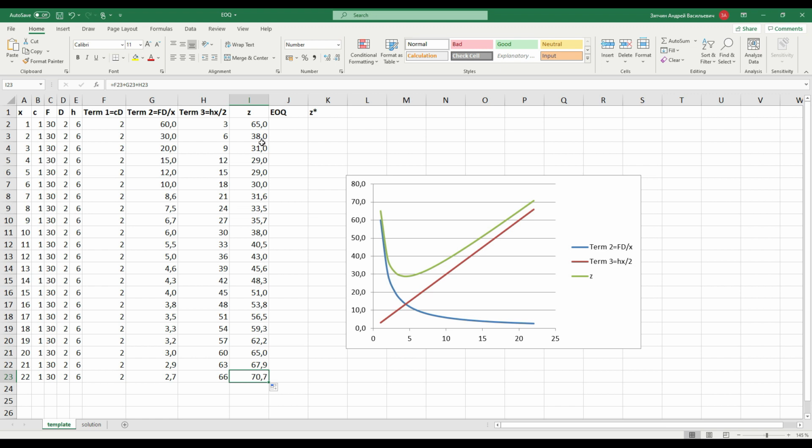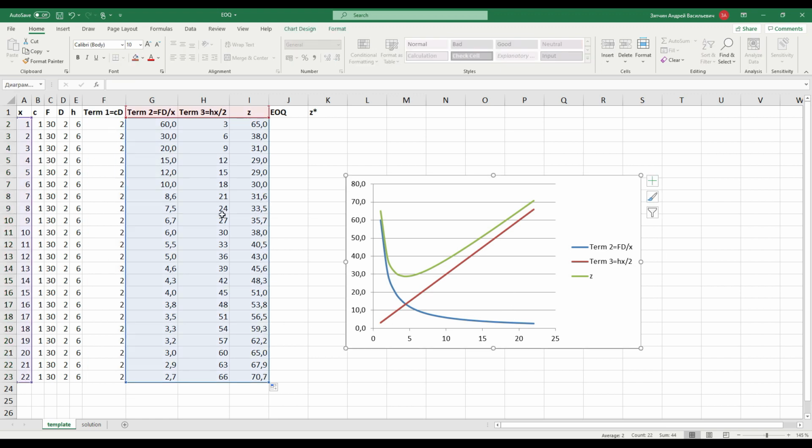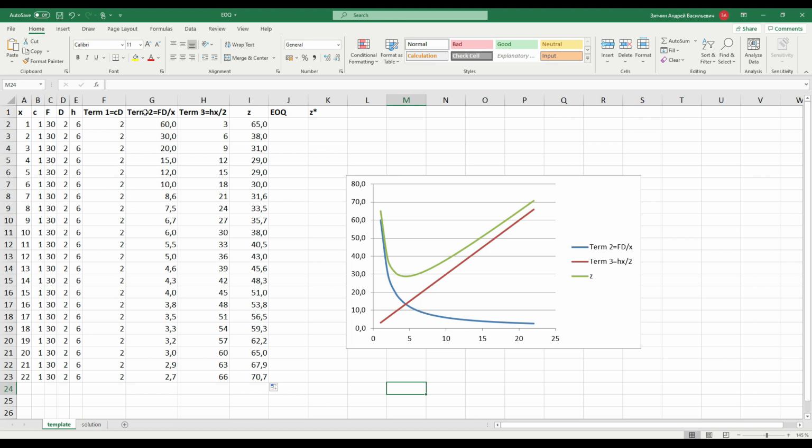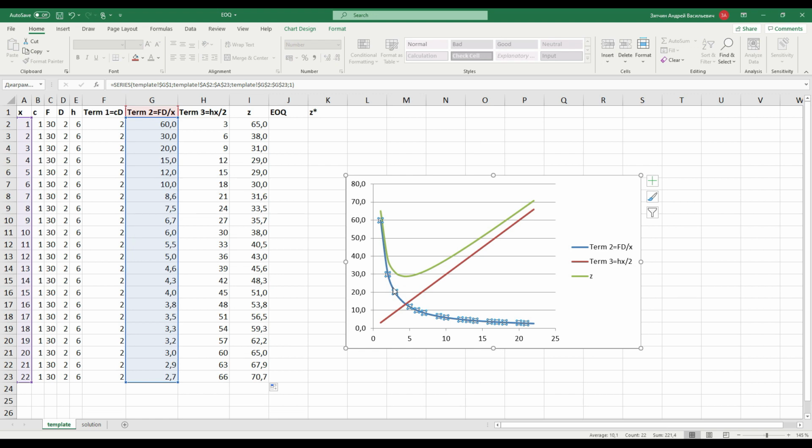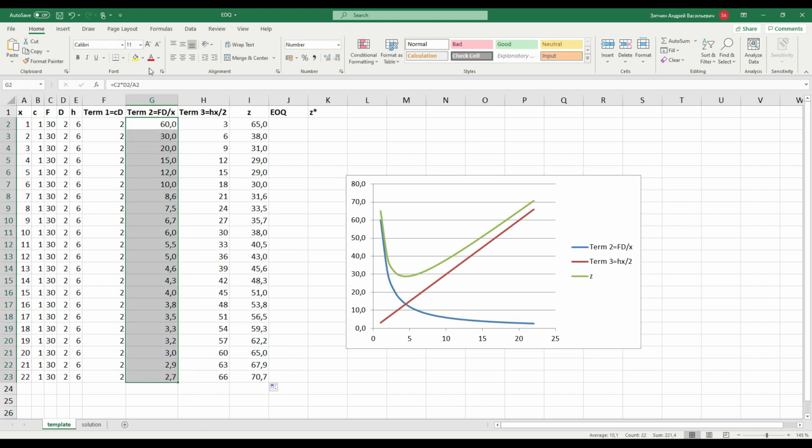Let's look at this graph and try to understand what it means. The first term, C times D, $2, I do not show on our graph because it is just a horizontal line, and to simplify our visualization, I do not show this horizontal line at $2. The next line is term number 2, the fixed cost to make an order, administrative cost. We see that the higher the order quantity, the lower the administrative cost, and this is the blue line.